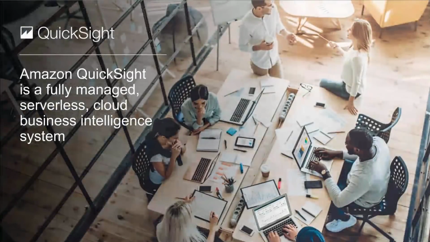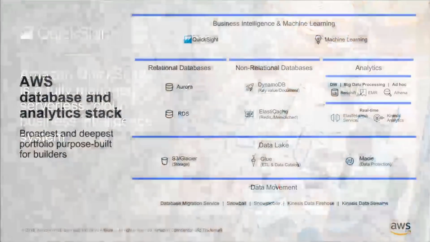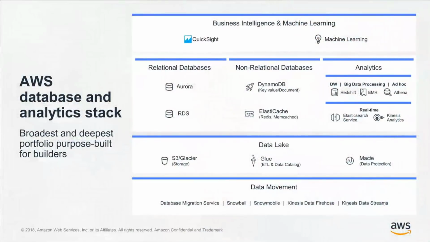So first off, we'd like to talk a little bit about what QuickSight is and why AWS has built a BI tool. So the way that we talk about QuickSight is that it's a fully managed and serverless business intelligence system. And what do we mean by fully managed? Well, it's completely hosted in the cloud, meaning there's no infrastructure for you to ever deploy or manage. It's literally a plug and play solution where you just sign up for an account and you can start using it.